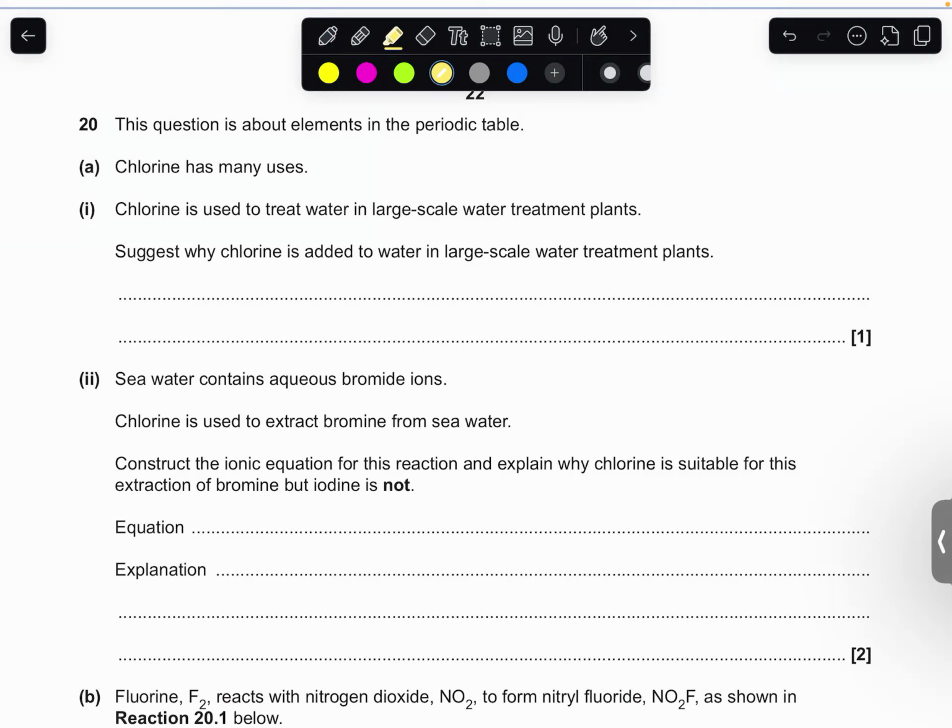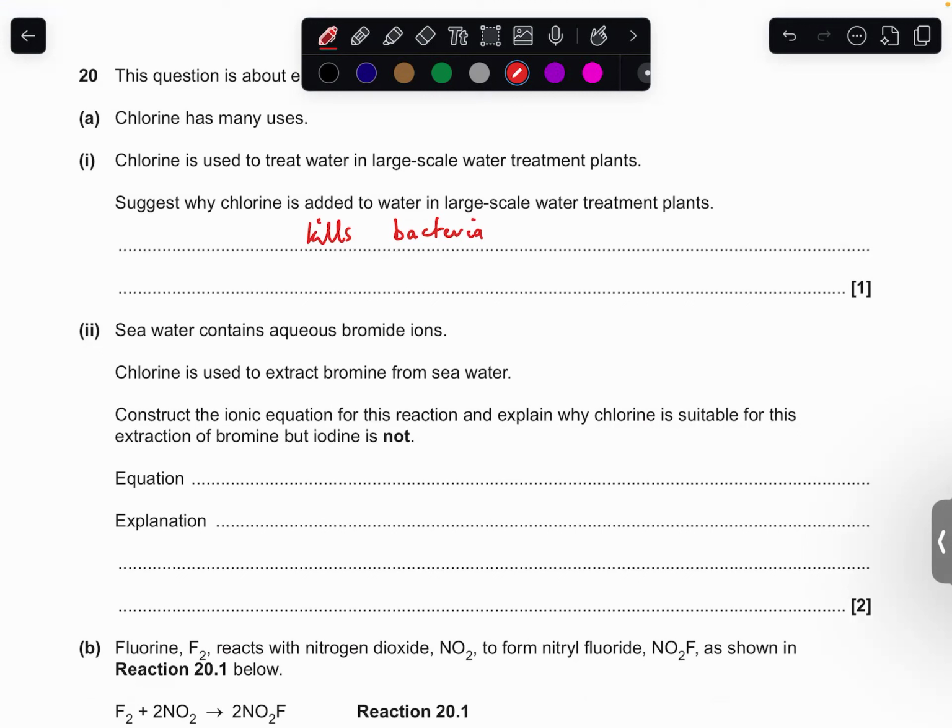The simple idea here is that chlorine kills bacteria or microbes, or it sterilizes the water. That's why chlorine is used. They could ask you, what's the disadvantage of using chlorine in water? This idea that chlorine is actually toxic. That's the downside.